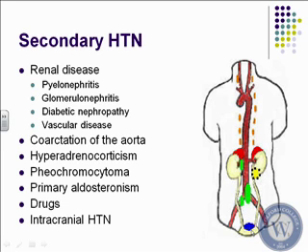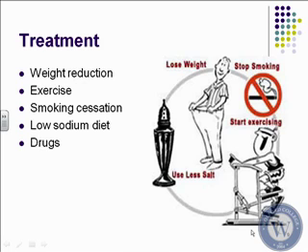Hyperadrenocorticism, pheochromocytoma, which is tumors of the adrenal gland, and which leads to release of norepinephrine and epinephrine in high levels. You may also have primary aldosteronism, which then increases your aldosterone levels to very high levels, and as a consequence increases sodium reabsorption at very high rates.